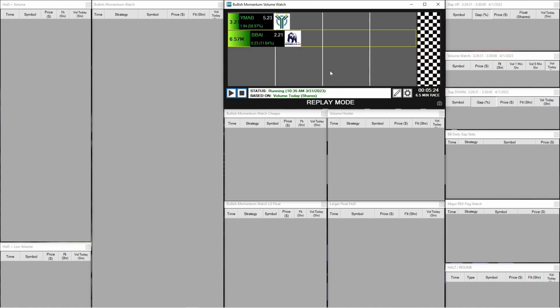So again, this is our volume race. This is the bullish momentum volume race, which is a lot different from normal volume, and I'll touch base on that throughout our scans because that's really the criteria of a lot of these scans. Whenever I click on any one of these scanners, you'll see that it highlights the top. If I click on this one here, it highlights the top in bold.